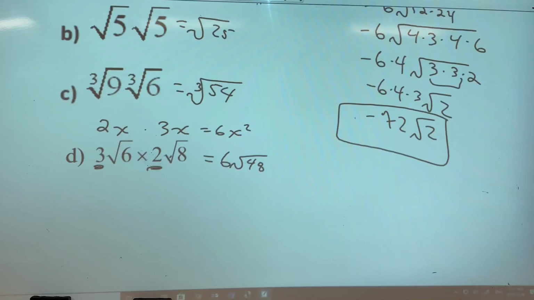Everyone's good? So yeah, normally you'd be expected to simplify. I was just trying to make them quick examples.